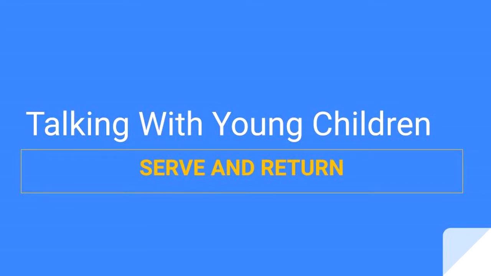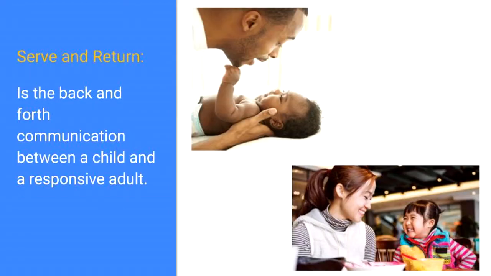Today we'll be discussing what the serve and return model is, how it works, and why it's critical for a young child's brain development. What is meant by the term serve and return? Serve and return is the back and forth communication, both verbal and nonverbal, between children and responsive adults. The Center on the Developing Child at Harvard has broken the serve and return interaction into 5 steps.